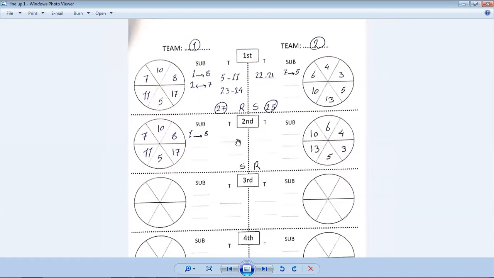For the second set, this team has the same 6 starting players, but this one has 1 rotation. This is very good. If we know that, we can arrange the 6 starting players for our team, and this is good too.